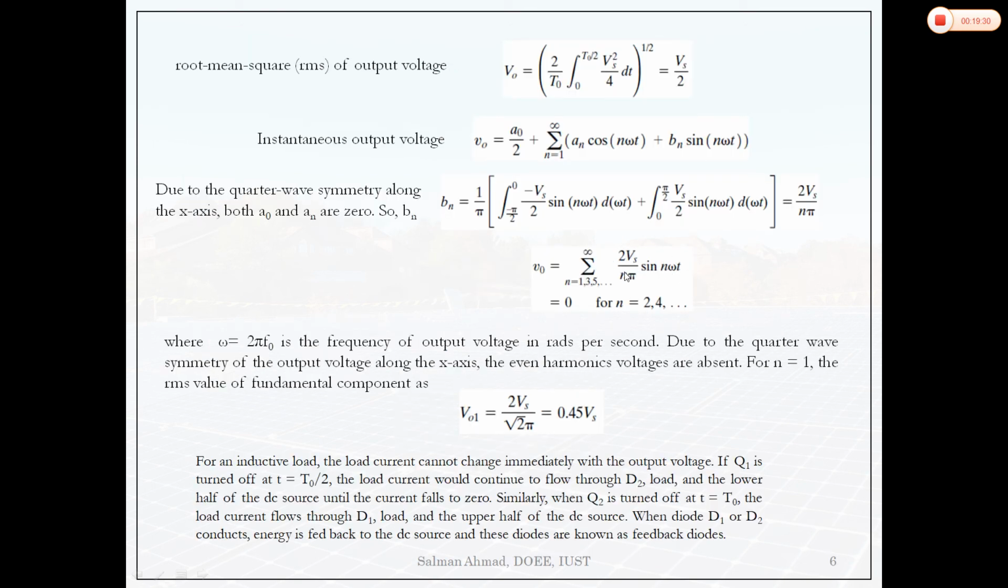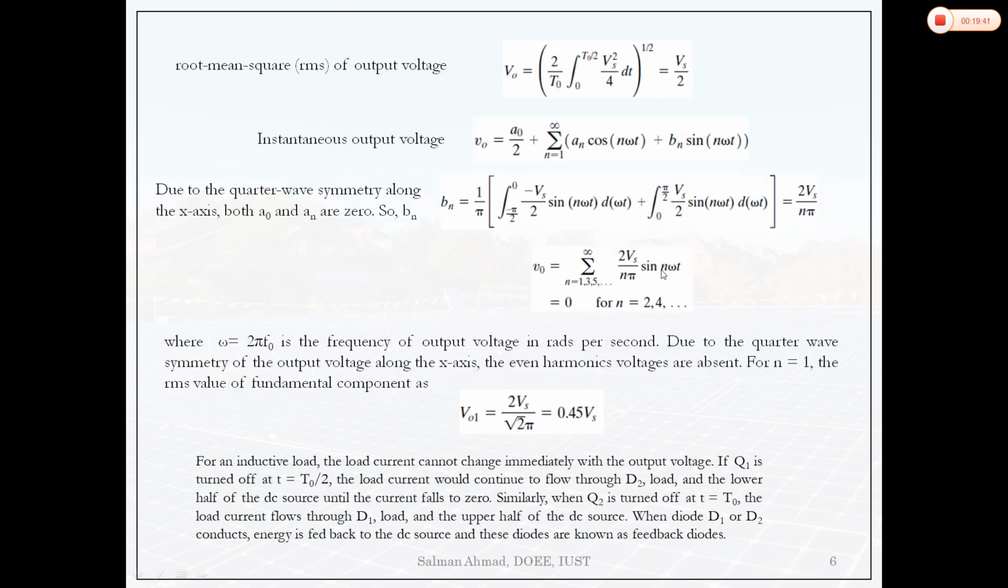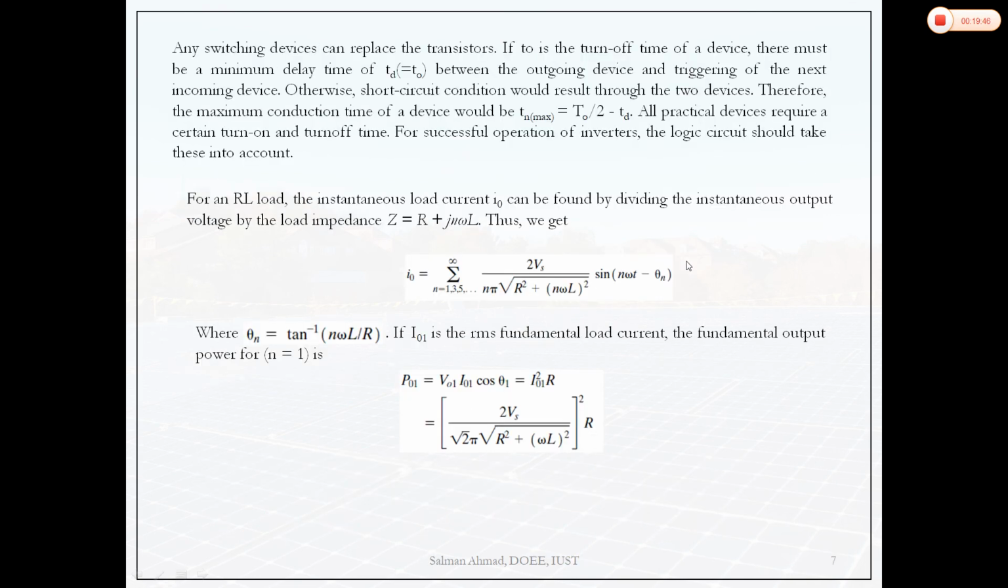From the impedance value you will get theta n, and that will come here because the current will be lagging. You can see that the current is lagging by theta n, whereas in the voltage we are not adding anything. So the current is lagging by angle theta n.